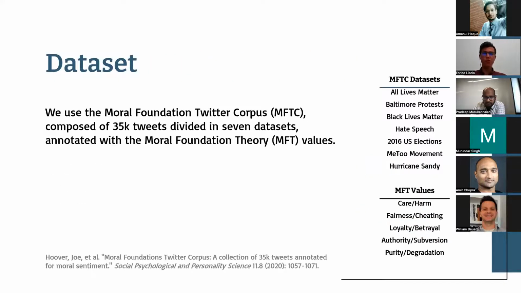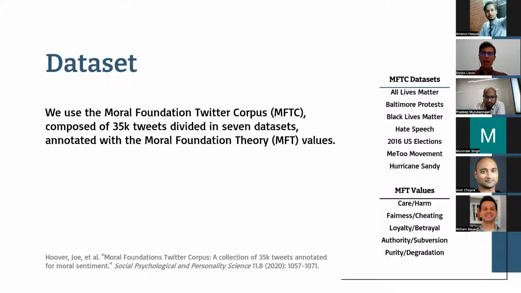So first, let me introduce a little bit the dataset that we used, because it's important for the rest of the presentation. We used a dataset that is called Moral Foundation Twitter Corpus, that is composed of 35,000 tweets divided in 7 datasets. So give or take 5,000 tweets in each dataset. And each dataset, as you can see on the right, was collected with different hashtags, essentially corresponding to different topics of discussion, different contexts, ranging from political to, for example, Hurricane Sandy relief tweets, so less political.